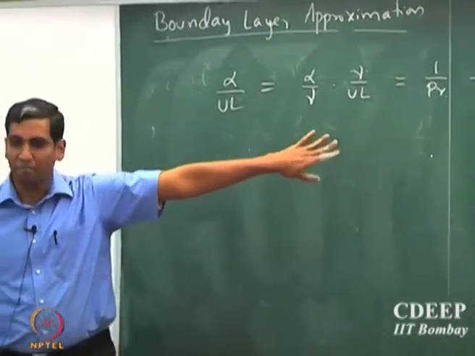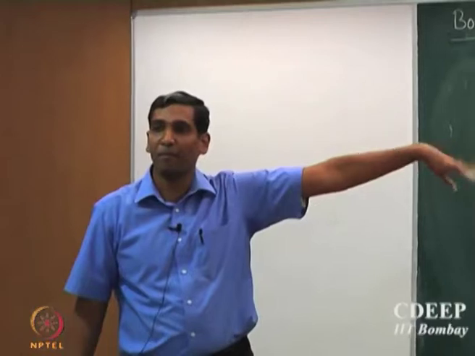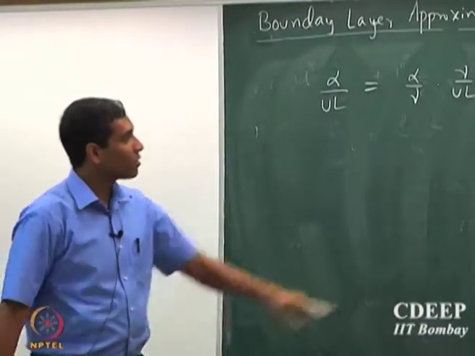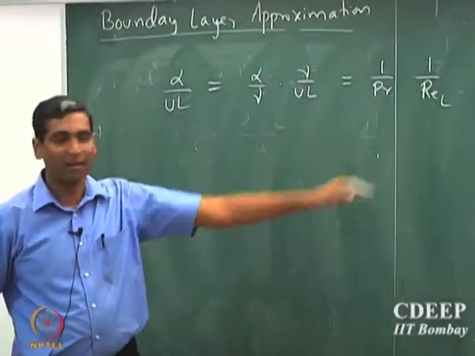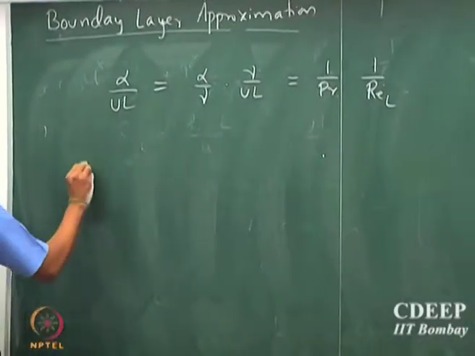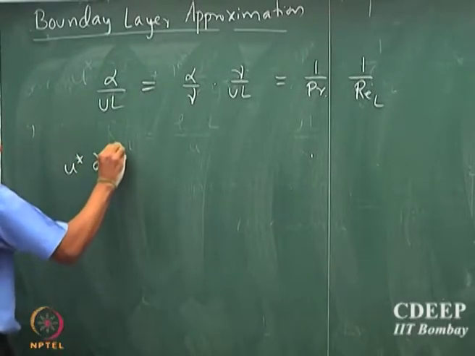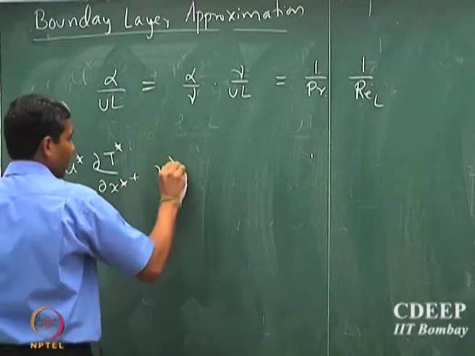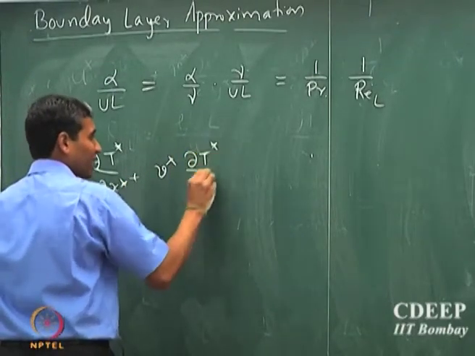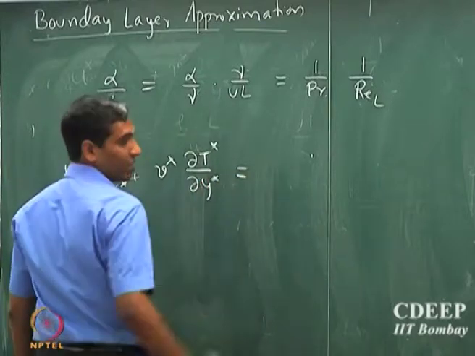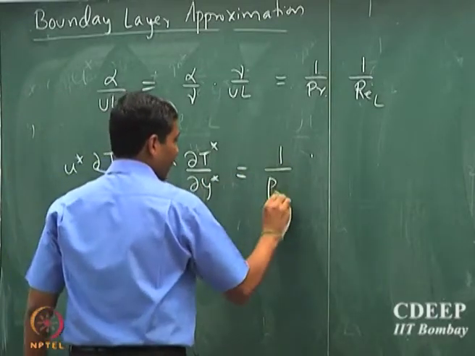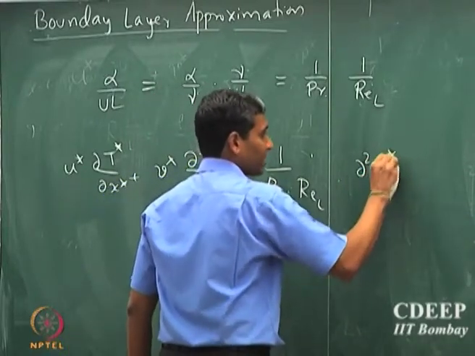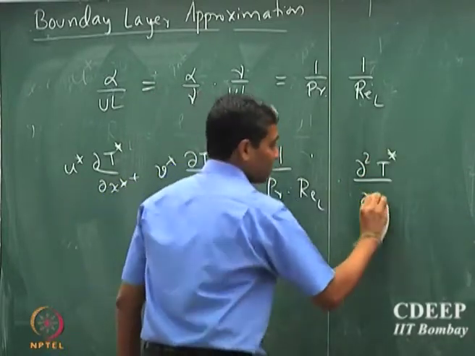Anyway, Peclet number is not important now. We will look at it when we talk about mass transport. We will see some importance of Peclet number there. So this is 1 over Prandtl into 1 over Reynolds number. Okay. So the model equation will be U star dT star by dx star plus V star dT star by dy star, that's equal to 1 by Prandtl number into Reynolds number, d squared T star by dy star squared.